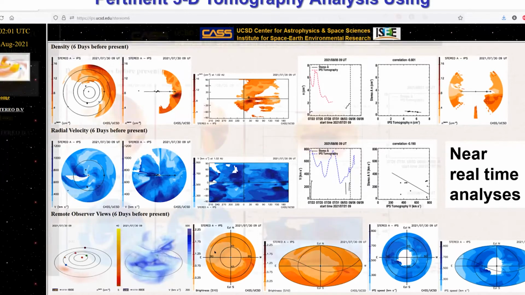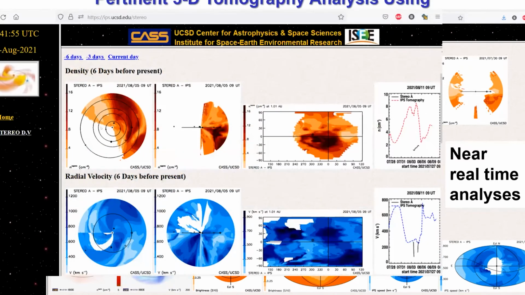That's what we've been doing. This is the current day. This is right now. I took this off, but this is 6 days before present. And so you see the latency has come up here in this case. The in situ measurements go only to about a couple of days before present, and 6 days before present, you do fill in quite a bit of structure that STEREO can see.